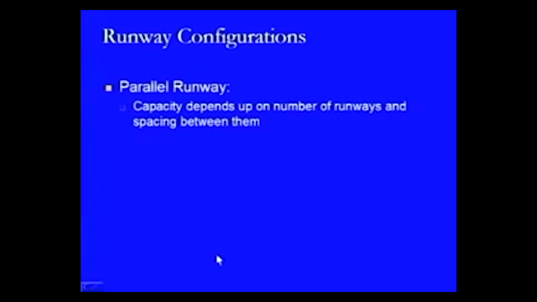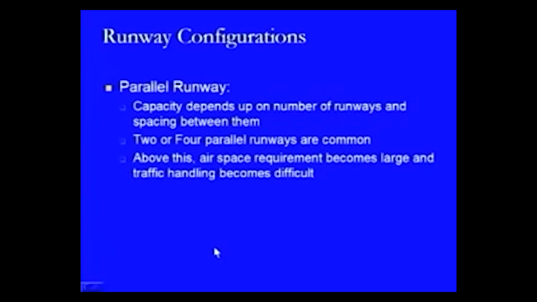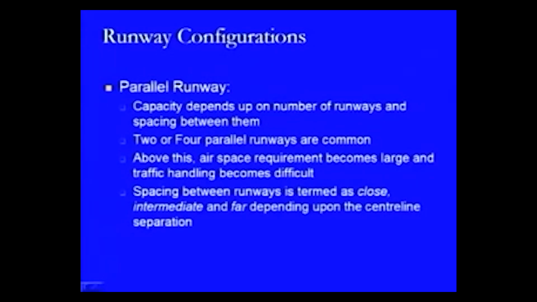Then there is the parallel runway condition, where the capacity depends upon the number of runways and the spacing between them. 2 or 4 parallel runways are the common types of configurations. Above this, the airspace requirement becomes large and the traffic handling becomes difficult. That is why most of the time we provide only up to 4 parallel runways and not more than 4. The spacing between the runways is termed as close, intermediate and far, and this depends upon the center line separation of the 2 runway strips being provided side by side.